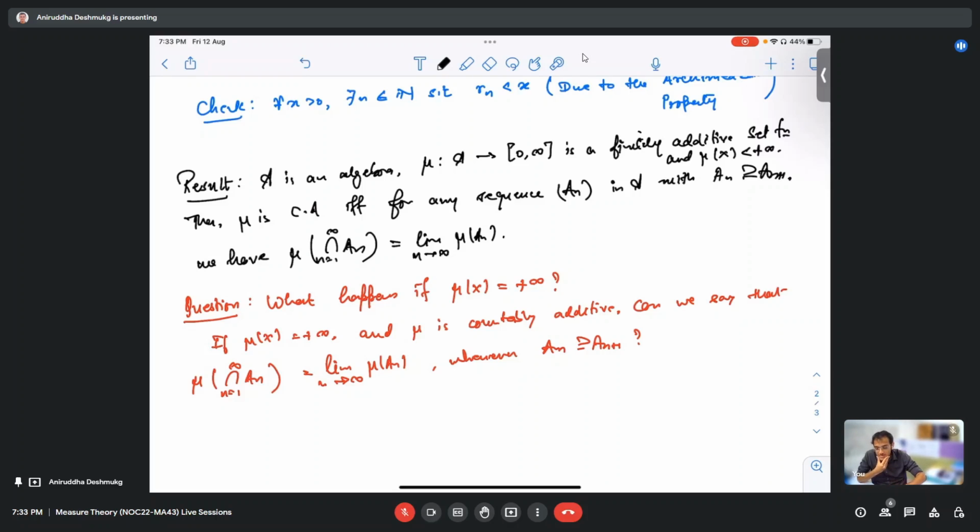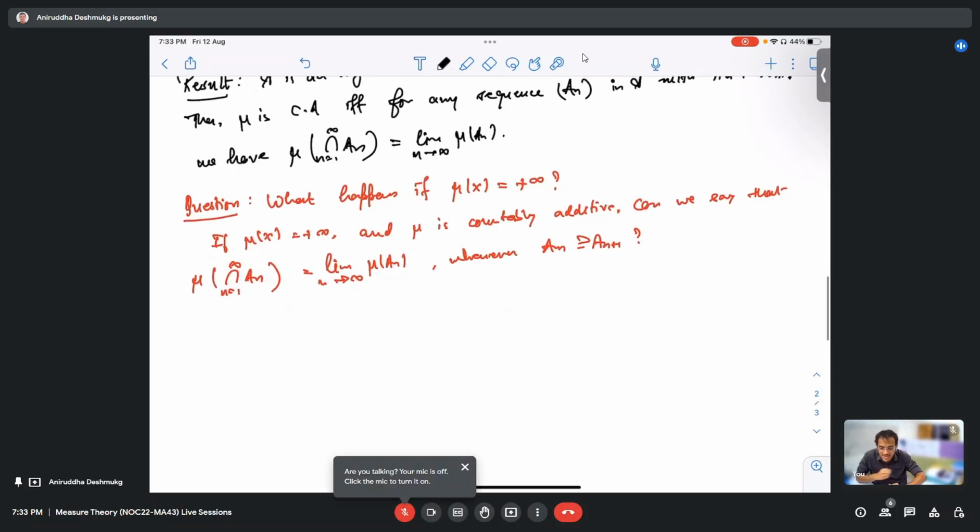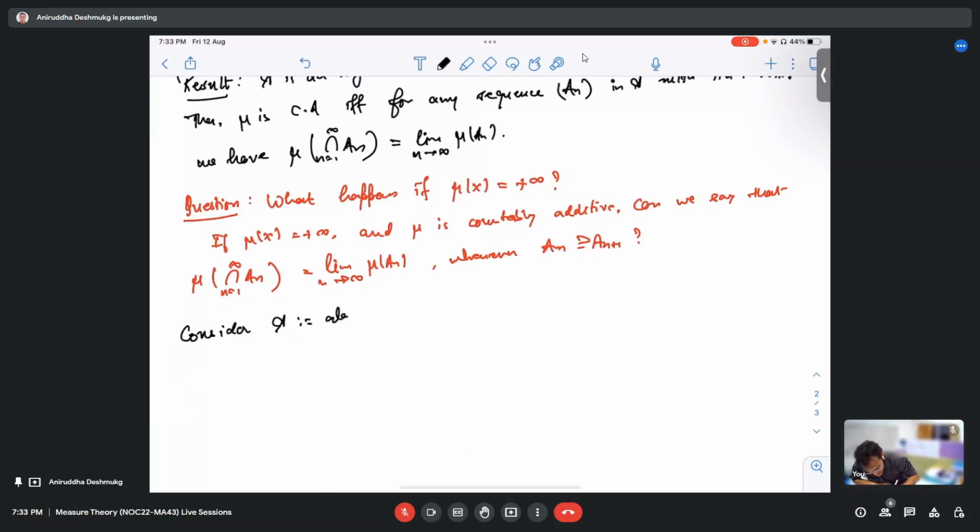Okay, no problem. Let me give you a hint. What happens if we take the algebra generated by all intervals, and then look at the length function? Consider A as the algebra generated by intervals, and the length function.